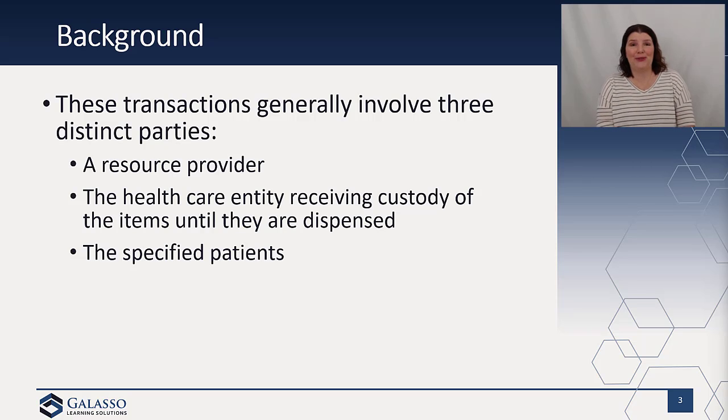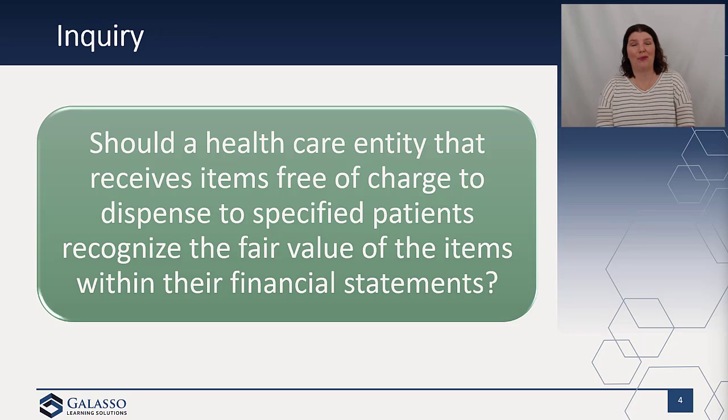And then ultimately, who is getting this vaccine? Obviously, it is the specified patient. That could be an identified patient, like an individual, but it also could be a category of patients. It could be based on risk categories, geographic location, or even age. Obviously the resource provider provides these vaccines for the benefit of the specified parties. The question that was raised is, should a healthcare entity that receives items, again, free of charge, to dispense to specified patients recognize the fair value of the items within their financial statements? That was the question that was raised.